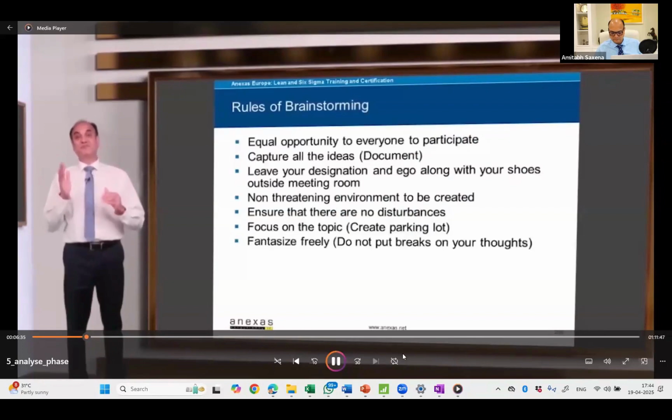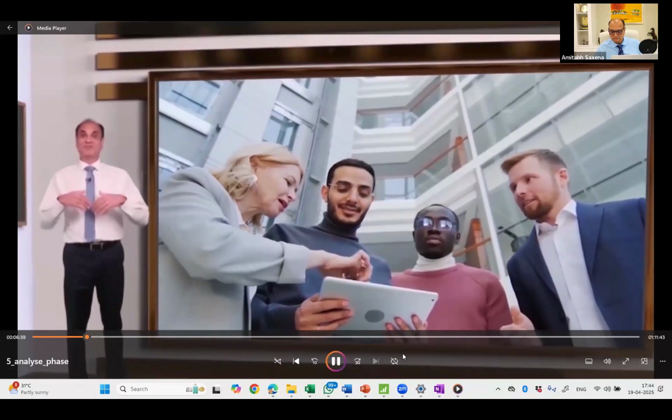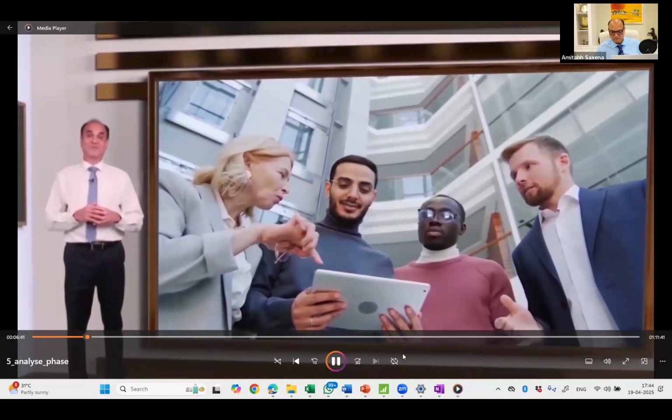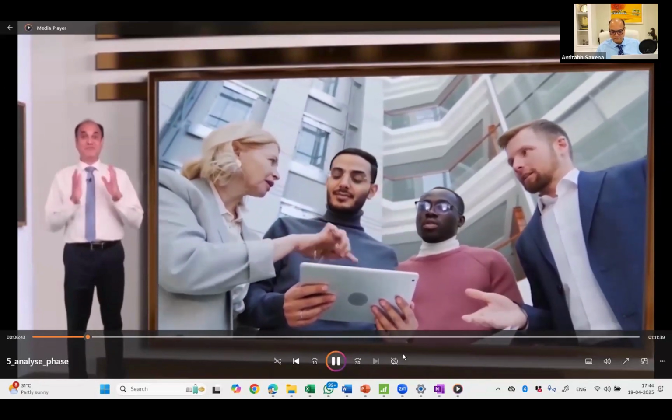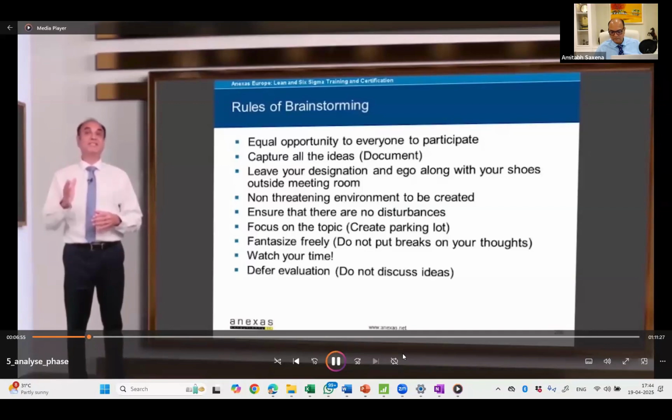We should encourage people to fantasize freely. We should not put brakes on our thoughts. So you can give some out-of-the-box ideas, you can give some wild ideas, and if people are giving you wild ideas, they should be encouraged. If you give a specific duration of brainstorming, we should try to complete the brainstorming within the time duration, and defer evaluation.